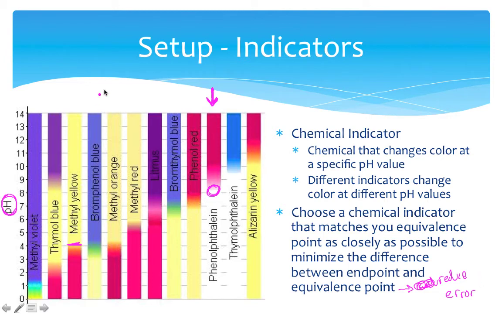If you're interested in a copy of a chart that looks like this, they're very easily available online. If you search the terms chemical indicator chart, you'll find a lot of documents that look just like this, some that look different, all with very similar information.